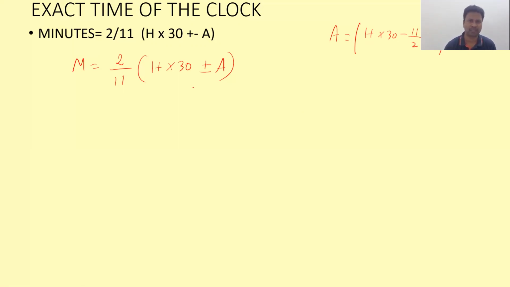No need to get the derivation. It's very lengthy and unnecessary for examination purposes. Just memorize it, because in area and volume we will memorize many formulas. Consider this one of the important formulas and memorize it: 2 by 11 into (h into 30 plus or minus angle). Here h means hours, angle means angle, m means minutes.